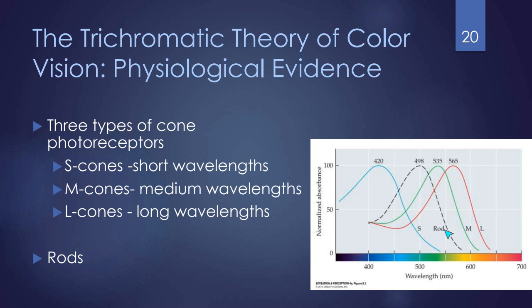We do have a single type of rod receptor, and it has its peak sensitivity between the S cones and the L cones, the ones responding to bluish and the ones responding to greenish. We've got our rods right in the middle there. You'll notice when you look at these curves that they're pretty wide.